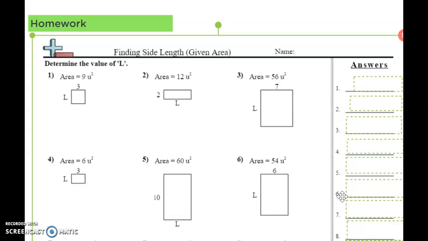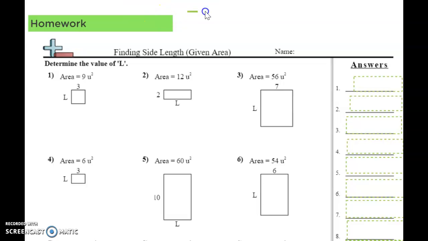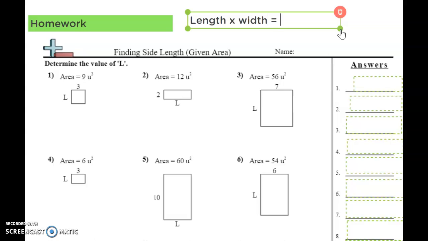Remember that area is length times width. We can solve area by multiplying how long it is and how wide it is. Length times width equals area. Now, last week in our groups, we worked on switching those around so we could find the missing parts.